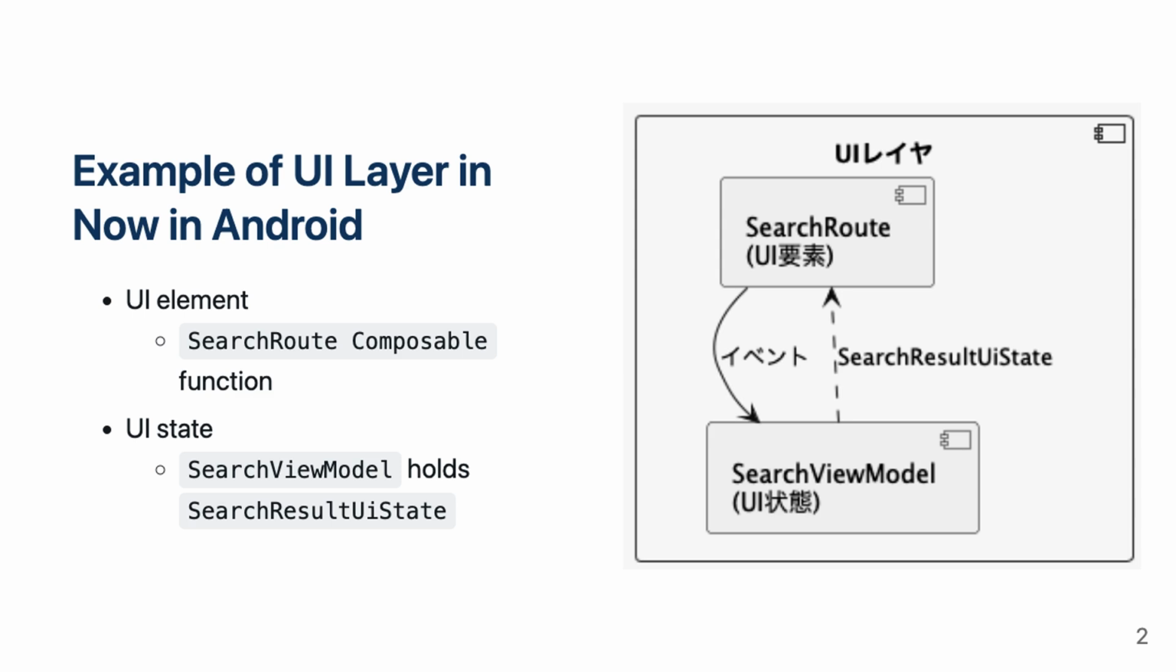When events such as taps occur, the composable function calls the view model to update the state of SearchResultUiState. When the state is updated, the composable function is redrawn, displaying the changed data. Now, let's take a look at the specific code.